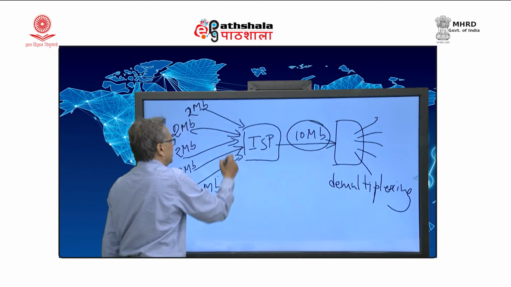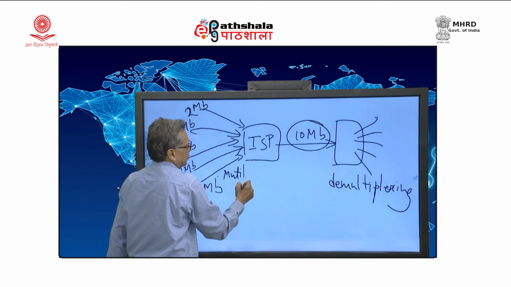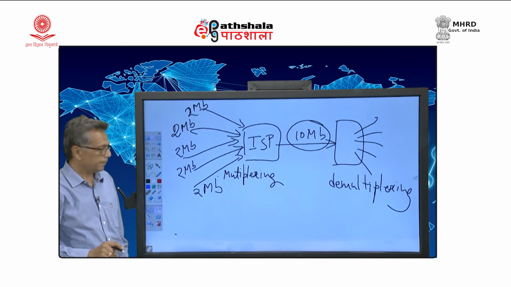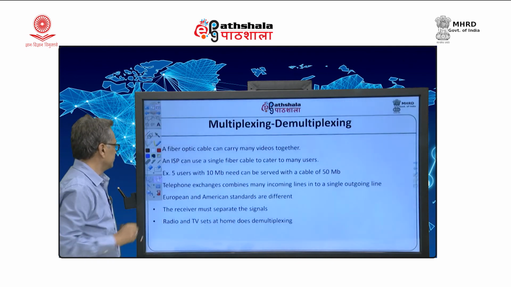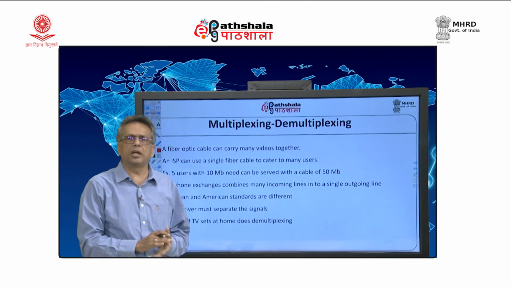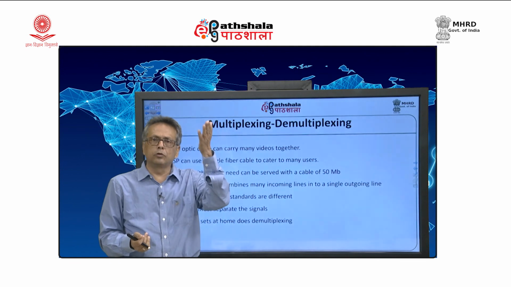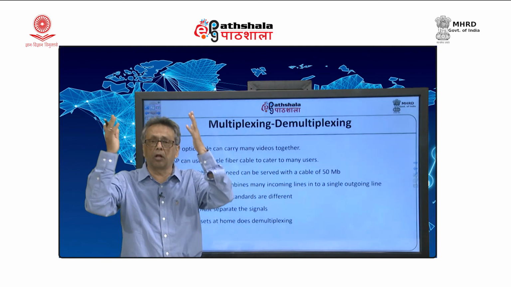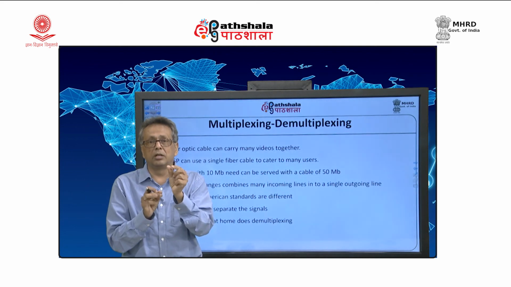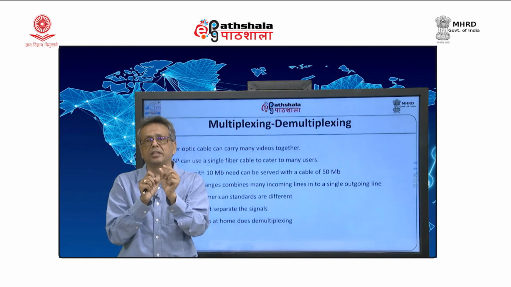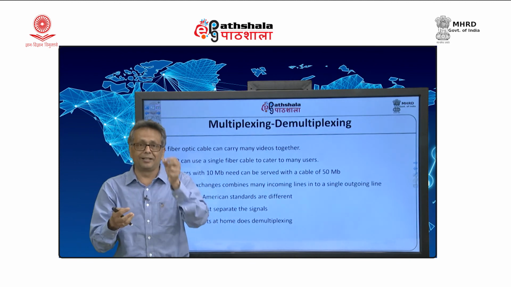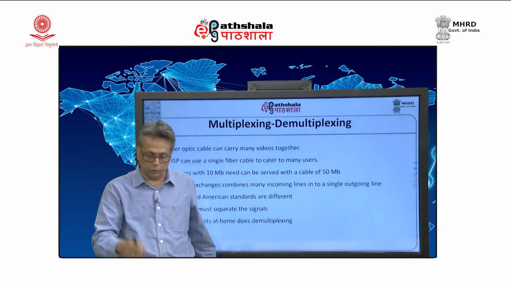So, multiplexing is happening here. Demultiplexing is happening at the receiver's end. The receiver must separate the signal. In fact, you have probably experienced the same thing in your radio. In your radio, you actually receive a signal which contains all radio stations together, all multiplexed. But when you change the knob, it picks up one particular station out of it, and you get it. Your device is basically a demultiplexing device, and the frequency that you choose is delivered to you.